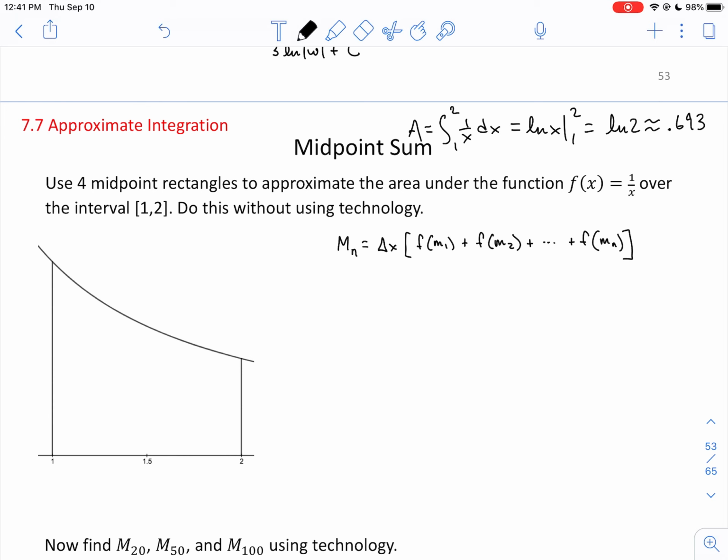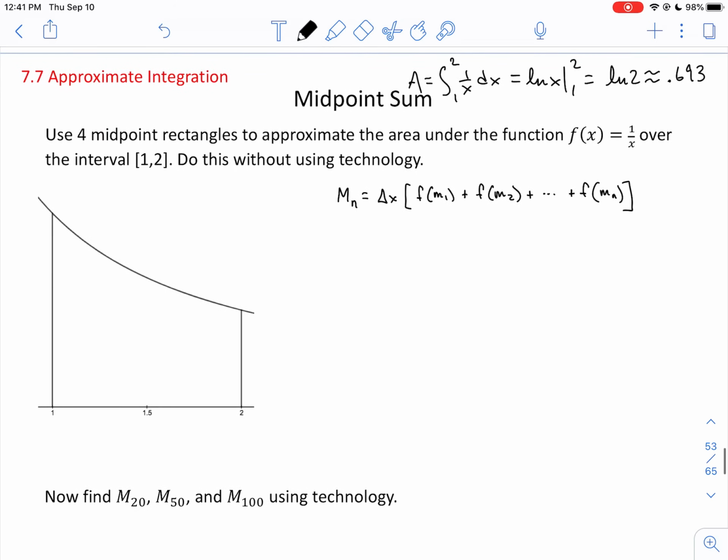Now, the methods we're going to use, we are going to use on this simple function for which we could use the fundamental theorem. Everything I'm about to do for this particular example is sort of pointless because we were able to get the exact area right here pretty quickly, but this is simply to illustrate the methods.